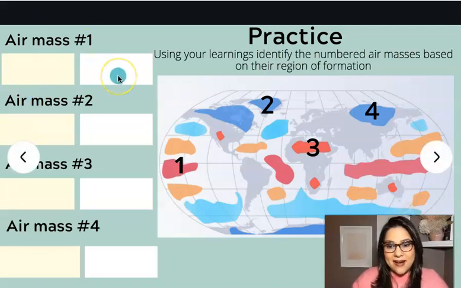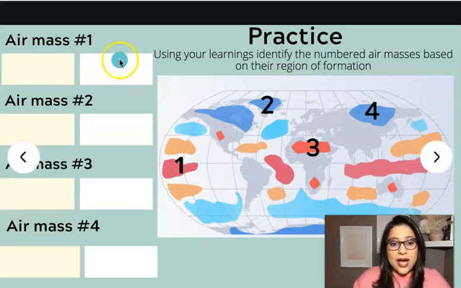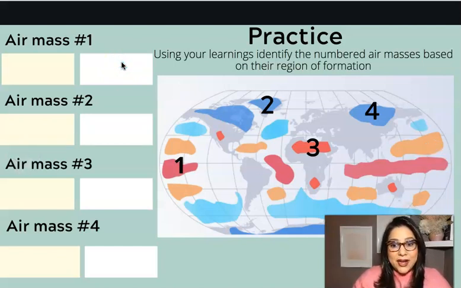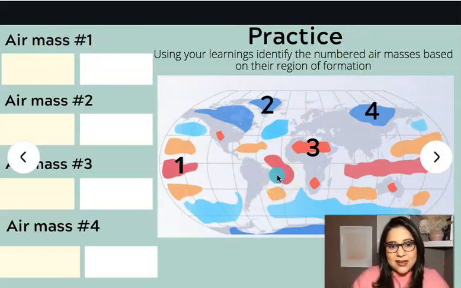Now for the white box, you're going to identify the temperature. So you're either going to be writing polar, if it's cold, right? Or tropical if it's warm. So that's why air masses, as we discussed, right, are described by their temperature and humidity. And that's why you have two boxes. So for each air mass, based on its location here, you can identify both its humidity and its temperature.